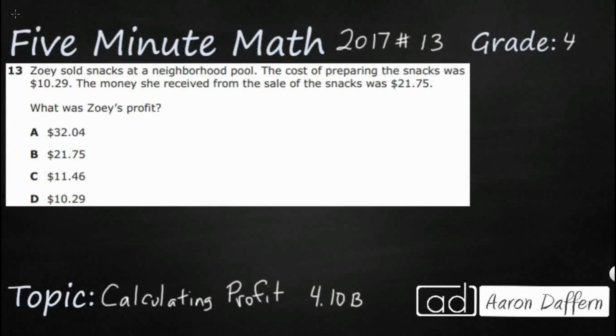Today we are looking at the 4th grade concept of personal financial literacy, calculating profit. This is standard 4.10b in the great state of Texas, and we are using item number 13 off the 2017 released STAAR test. If you have not done so already, please go ahead and take a moment to pause the video, work this problem out on your own, unpause it, and then we will look at our answers together.